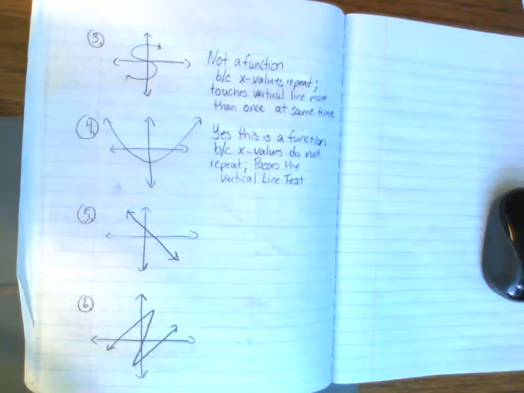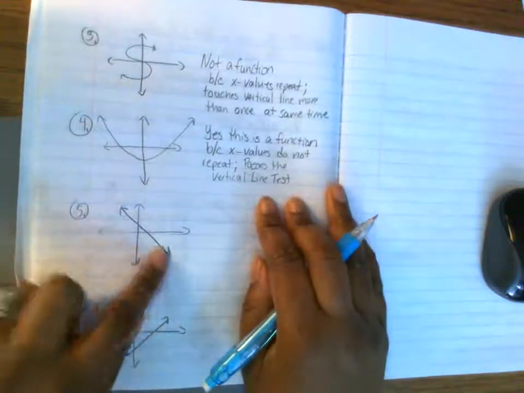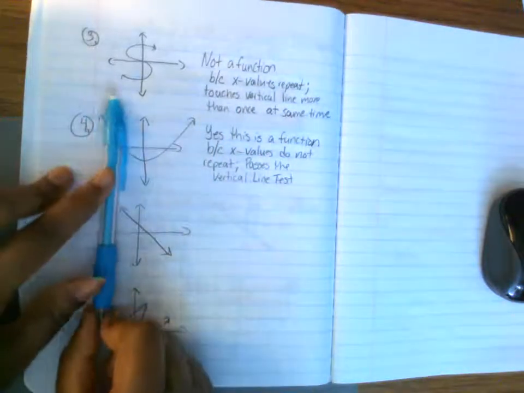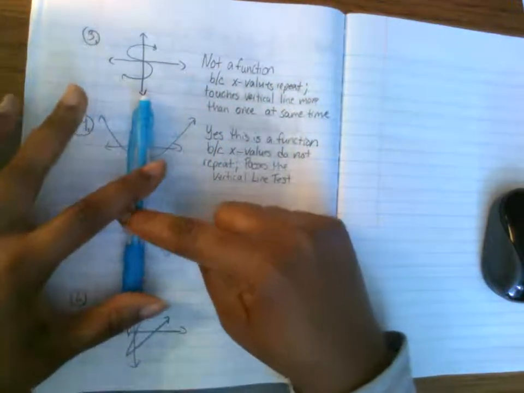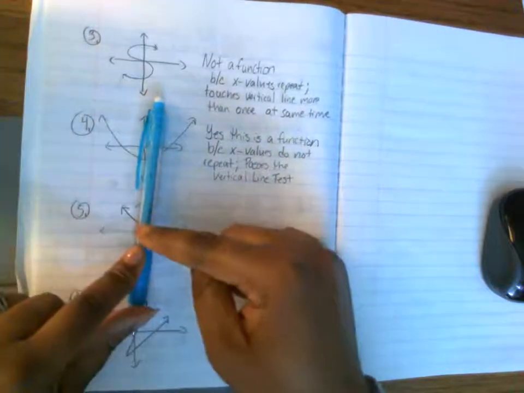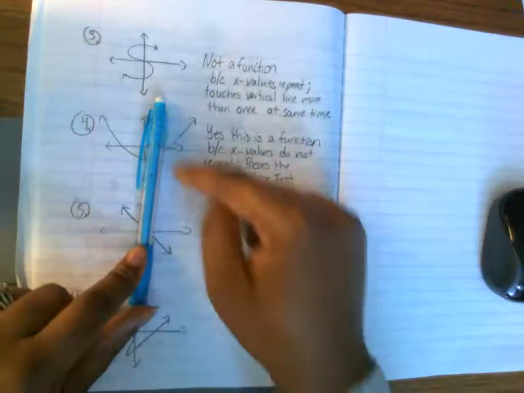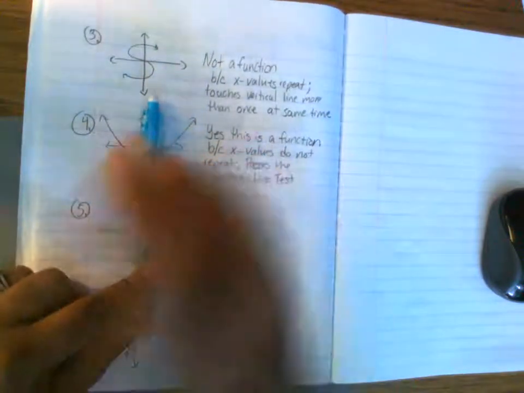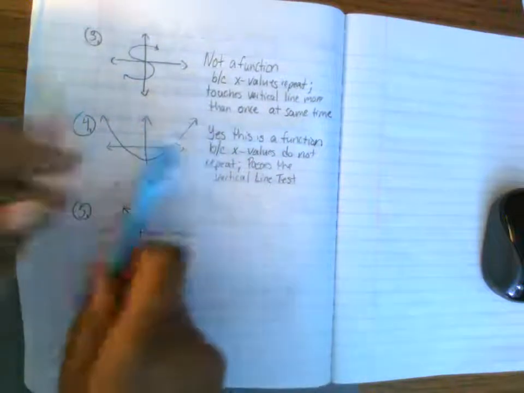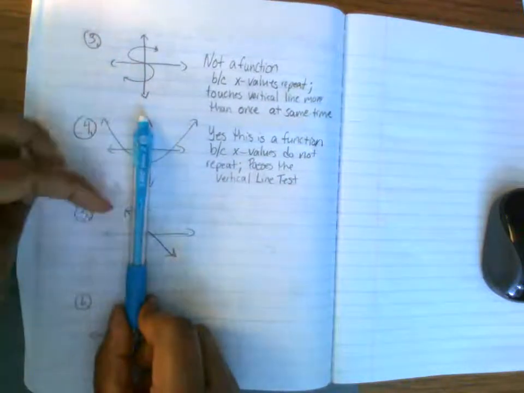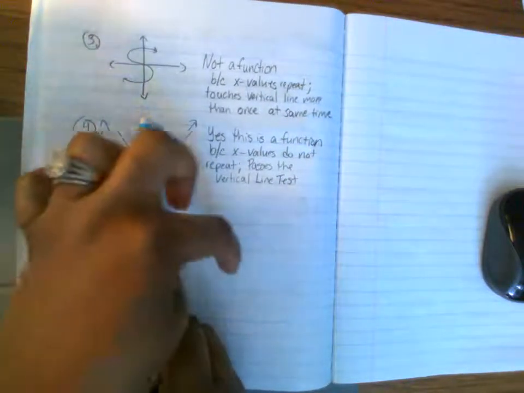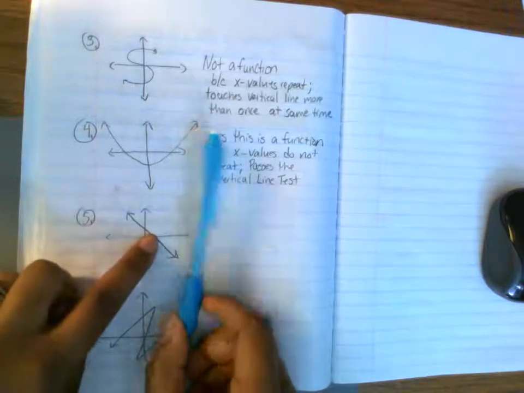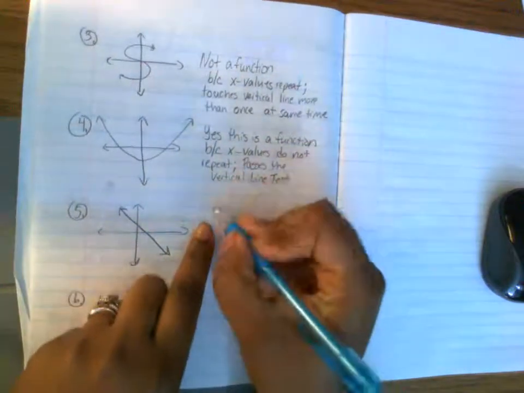Okay. All right. So here, this is a function again. This is a yes. Look, my vertical line. Look at my graph, guys. It only touches my pencil one time. It doesn't loop back around and touch the pencil again. If it looped back around and touched that pencil again, it would not be a function. But here, it only goes through it one time. This is a function. The x values do not repeat.